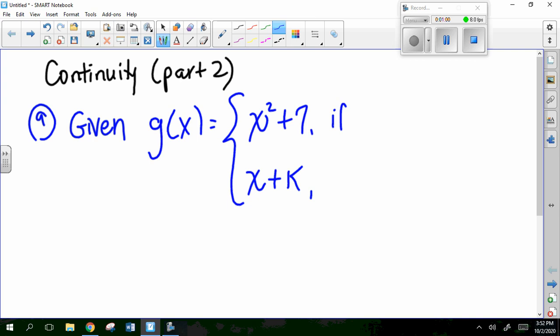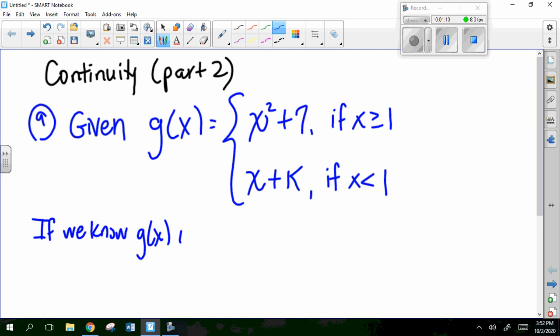All right, and you were then told that if we know g of x is continuous, okay? Now I'm saying it's continuous everywhere, but because it's a piecewise function, we would be most concerned that it would not be continuous at 1. But I'm telling you that we know that g of x is continuous at x equals 1.